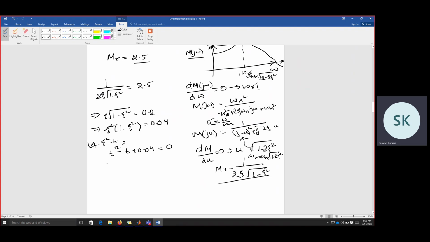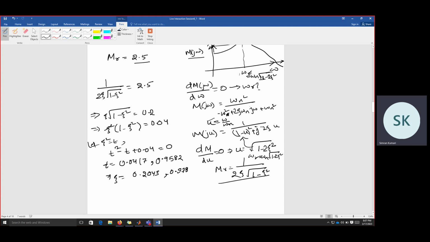So what is the value of t that we'll get? t will be 0.0417 and 0.9582. So this is the value of t. Because it's a quadratic equation, we get two values of t, and from there we can find zeta. So zeta is equal to 0.2043 and 0.978.